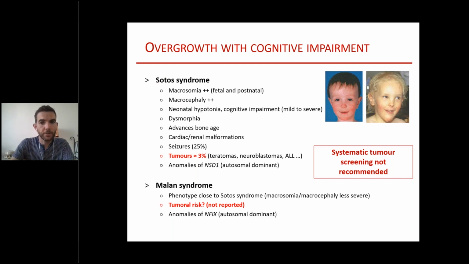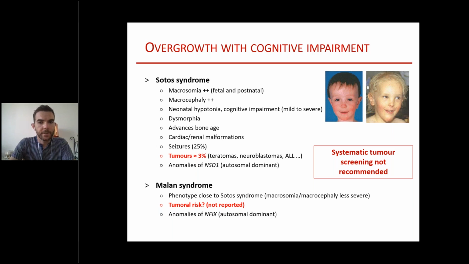I will tell you now about 3 syndromes that are quite close between each other, which are called Sotos syndrome, Malan syndrome, and Weaver syndrome. Those syndromes are characterized by macrosomia, which is usually more important than described in BWS. The head circumference is usually very large, including at birth. And cognitive impairment has been usually described in those patients, but the cognitive impairment is variable, ranging from mild to severe.